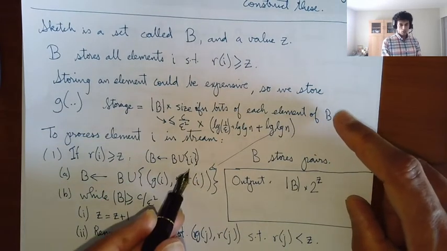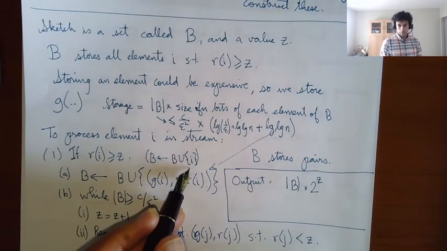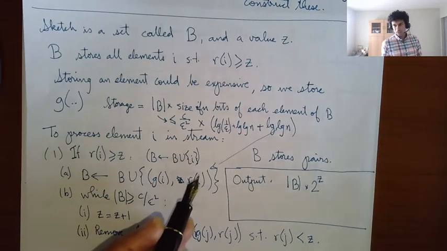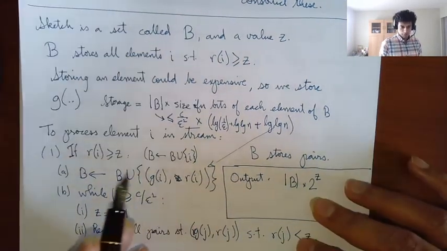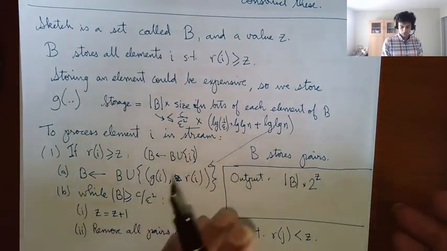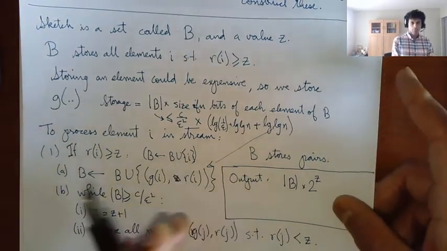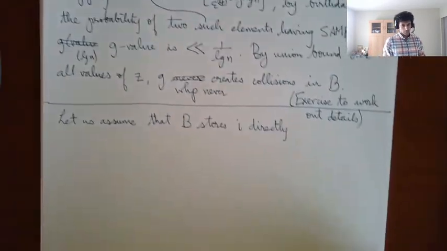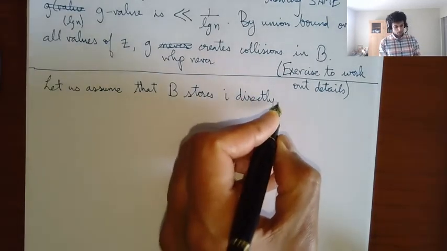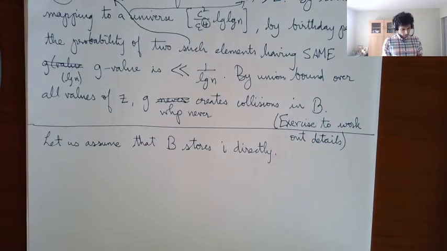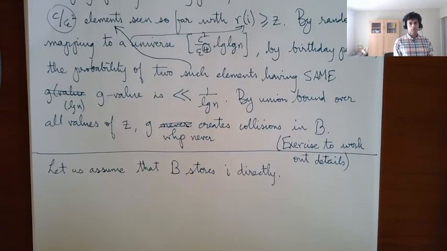Now we cannot do this in general because it takes too many bits to store I. But we are assuming this, with a non-trivial argument, because the hash function is large enough to prevent any collisions. Okay, let us assume that B stores I directly. So any questions about that? This is a tricky point. I'm willing to explain it more if you need some clarity on this.